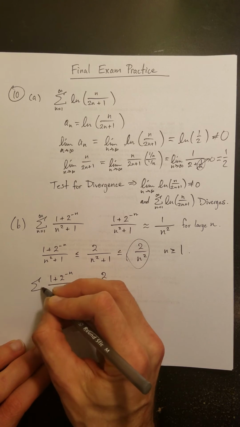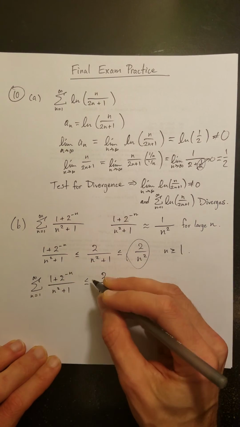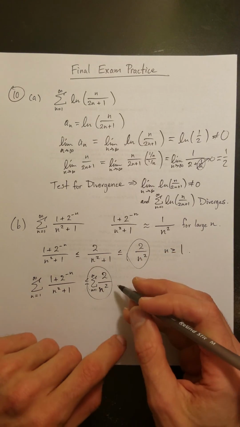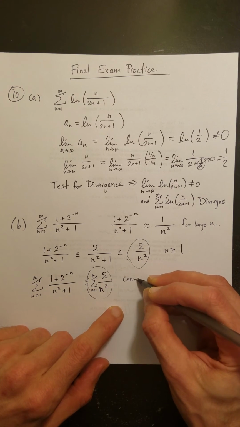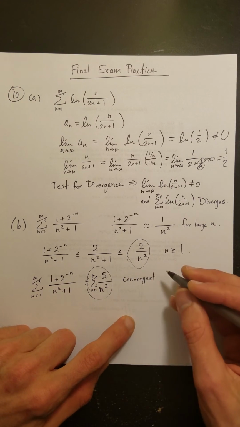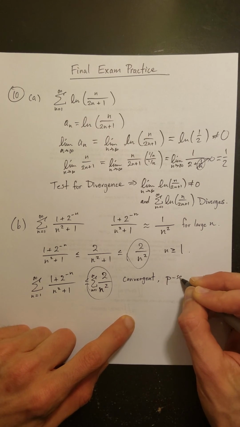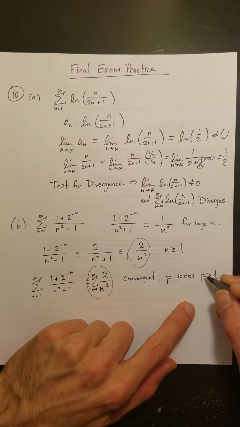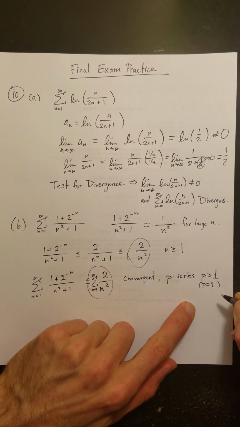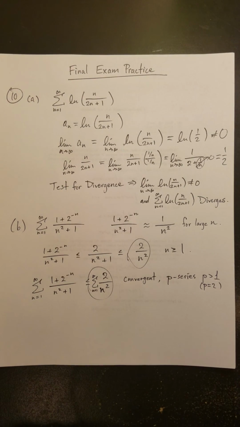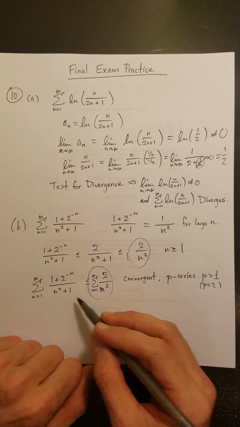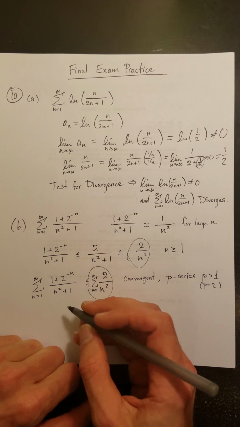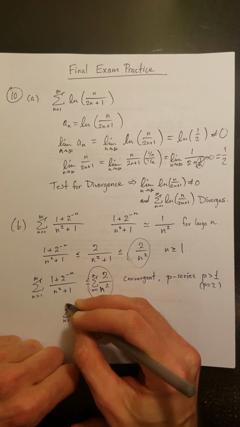And so we can sum each side. This is a convergent series, because it's a p-series with p strictly greater than 1. Right, p is equal to 2 in this case. All right, and so since we showed that our series is less than the sum of a convergent series, then the series that we're originally dealing with is also convergent.